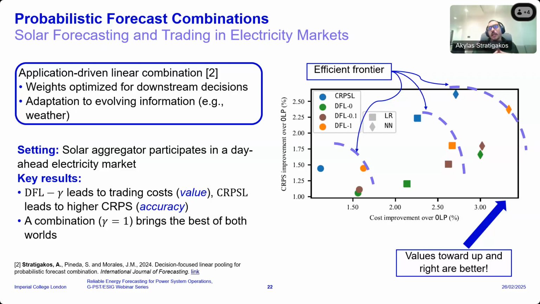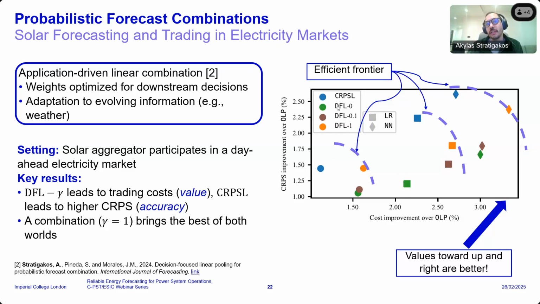And what we saw here, effectively, is that having a model that accounts both for the downstream decision cost and the accuracy of our forecast led to better trade-offs in both cases. So let's examine, for instance, here the circle markers. CRPSL, effectively, is the method that only accounts for probabilistic forecast accuracy by minimizing this scoring rule called CRPS. So this is the equivalent of RMSE for point forecast.